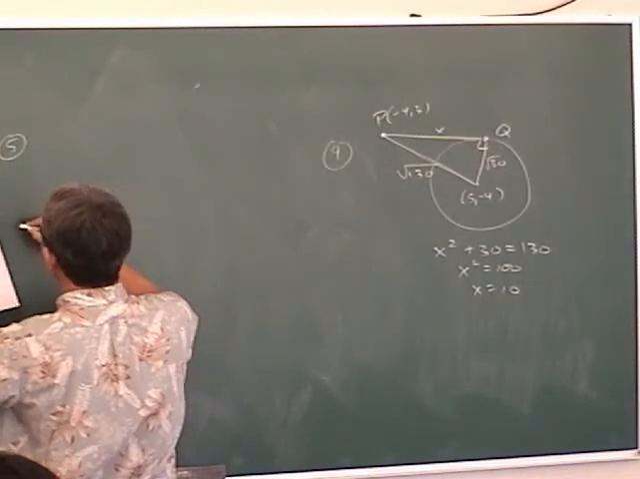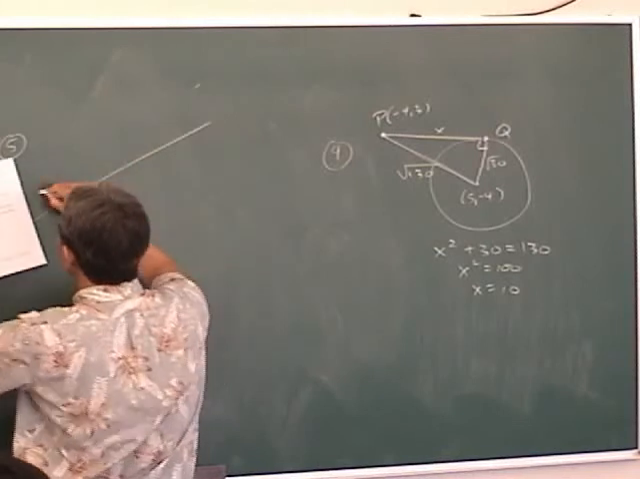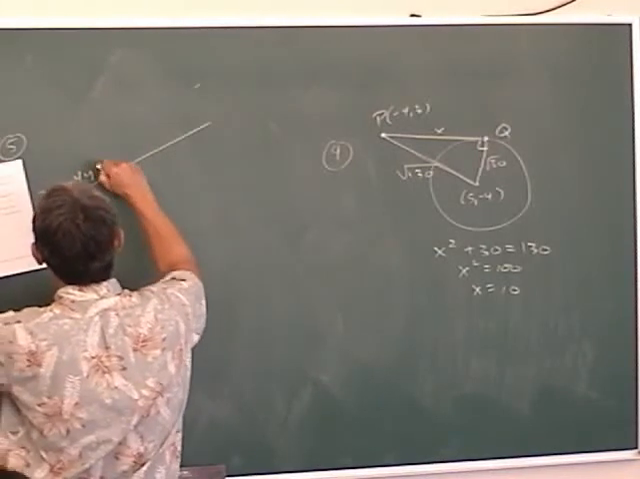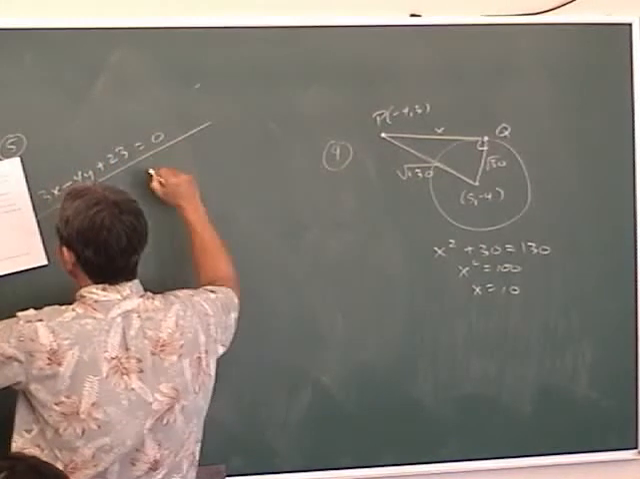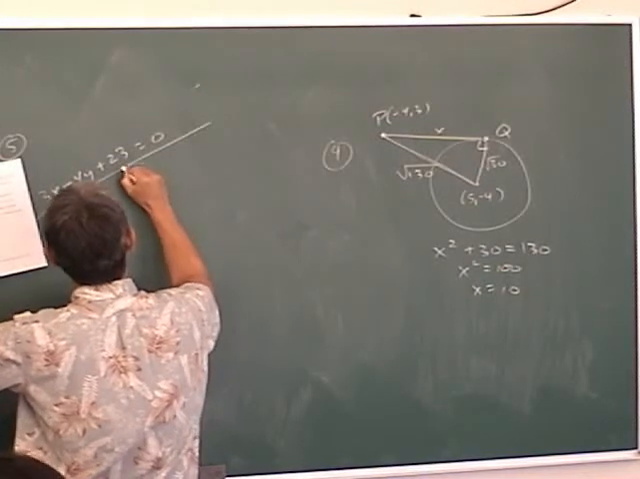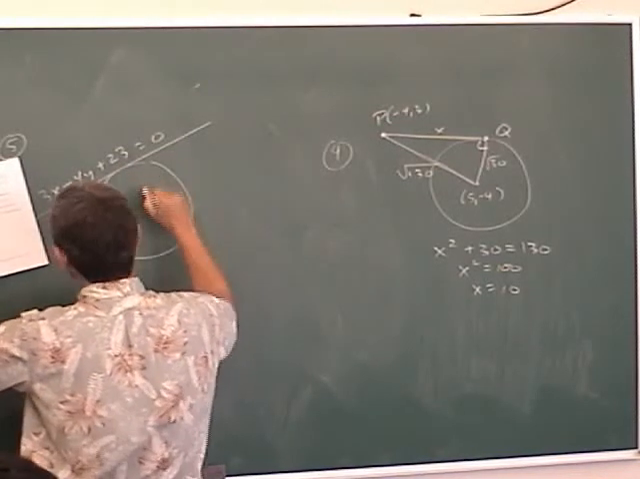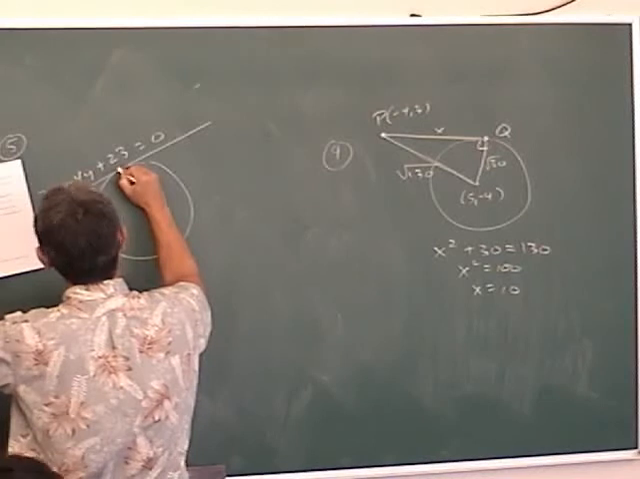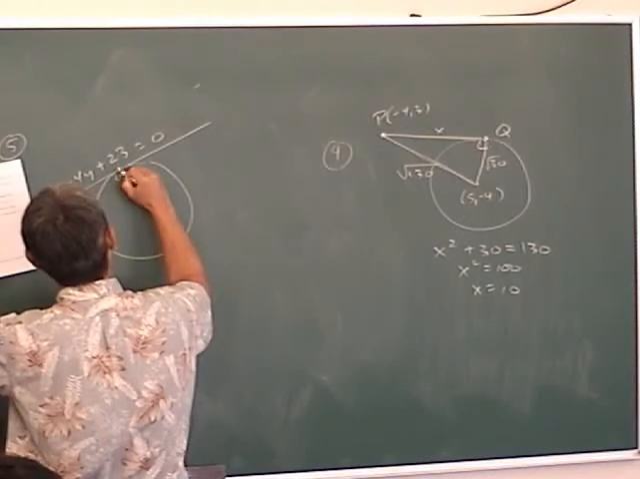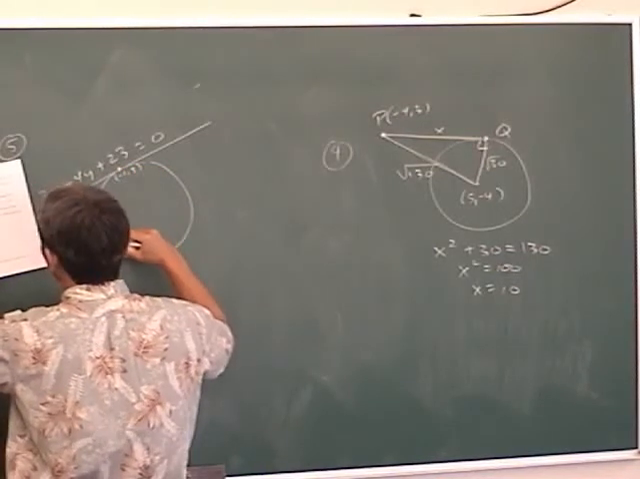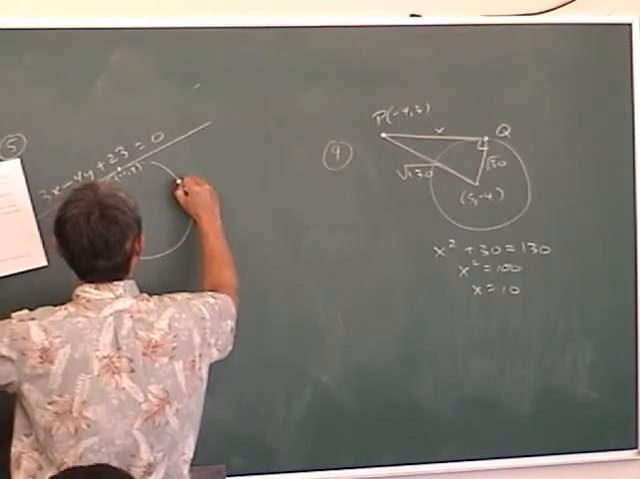Okay, so what do we have in problem 5? Here is the line, 3x minus 4y plus 23 equals 0. Write the equation of the circle that is tangent to this line at the point negative 1, 5. So negative 1, 5. And it passes through the point 6, 4.